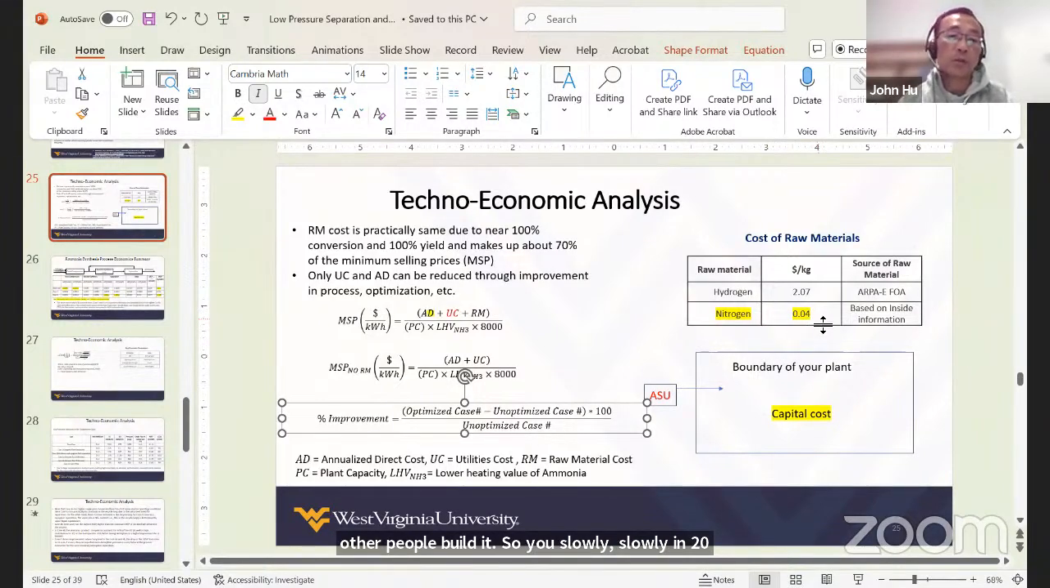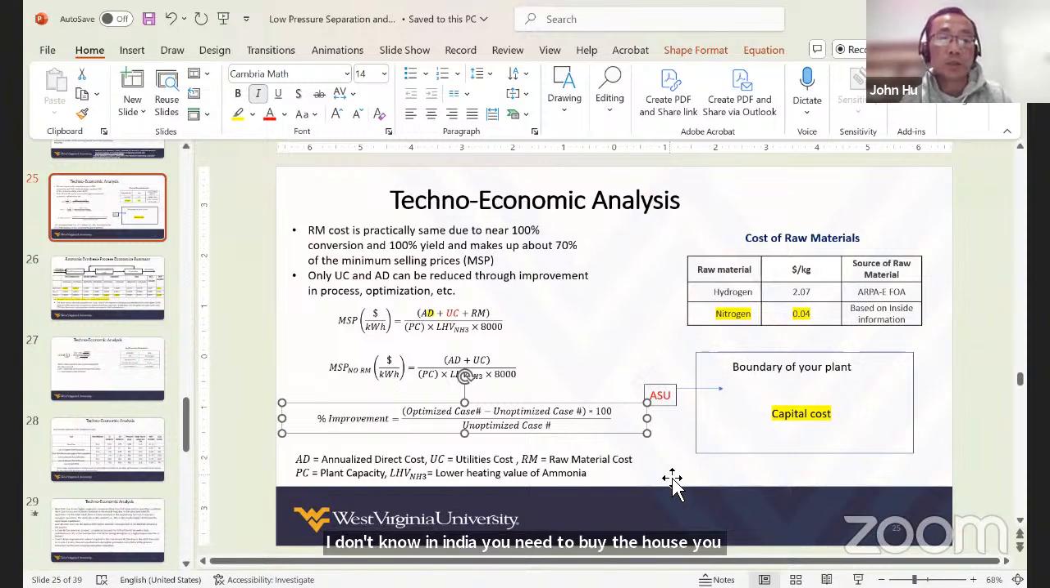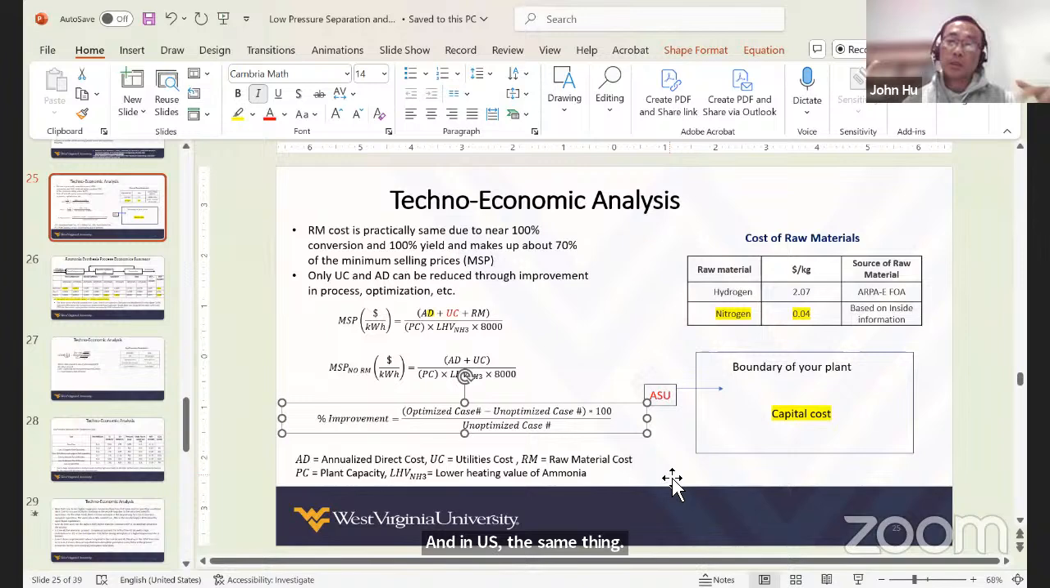That's one strategy. It's more like you buy a house, right? I don't know in India. In India, if you buy the house, you pay the mortgage. And in the US, the same thing. Slowly I pay you. I don't have a big chunk of money, but I'm going to let you lend me the money.